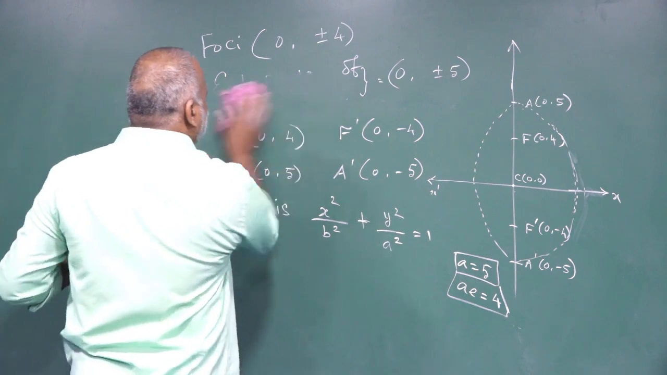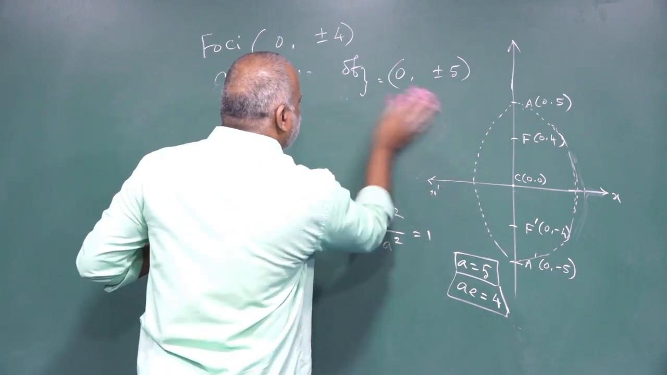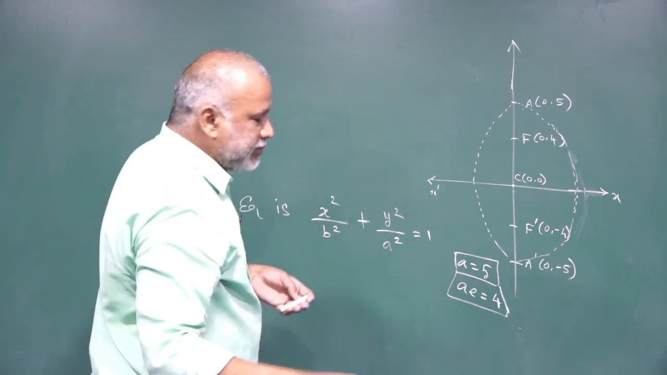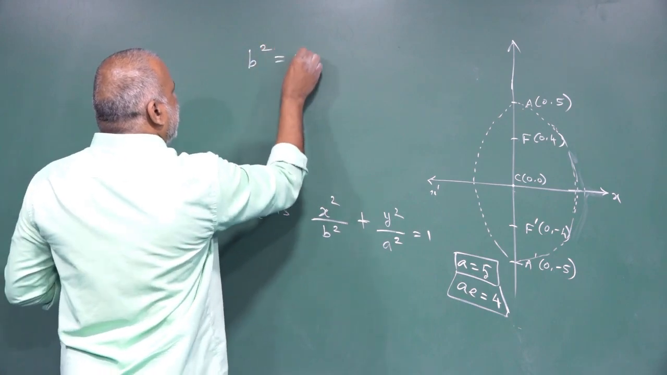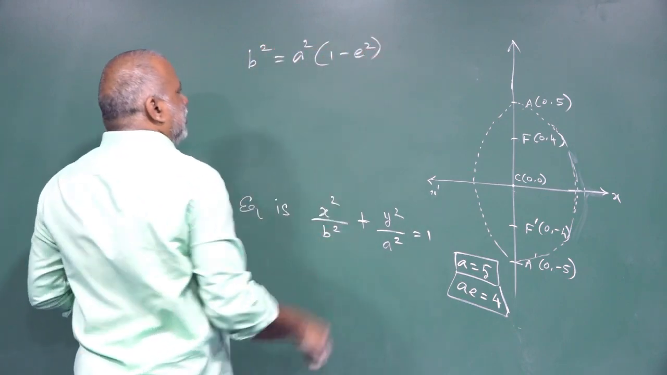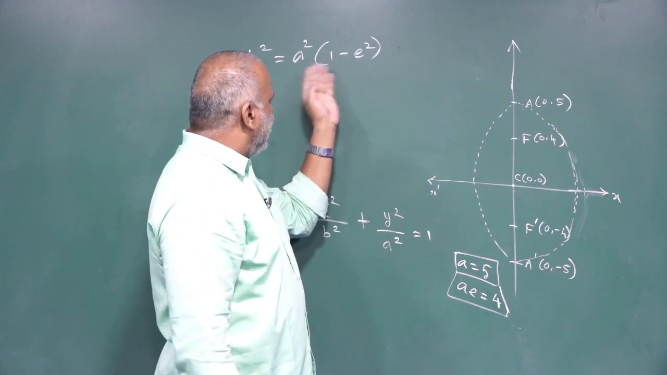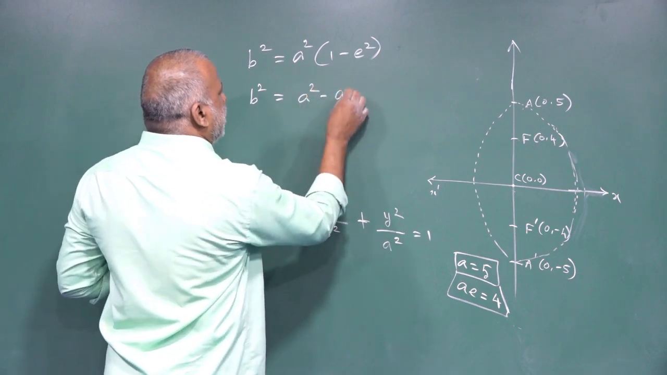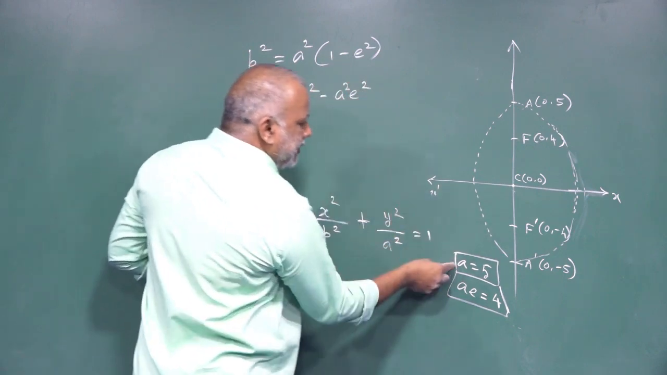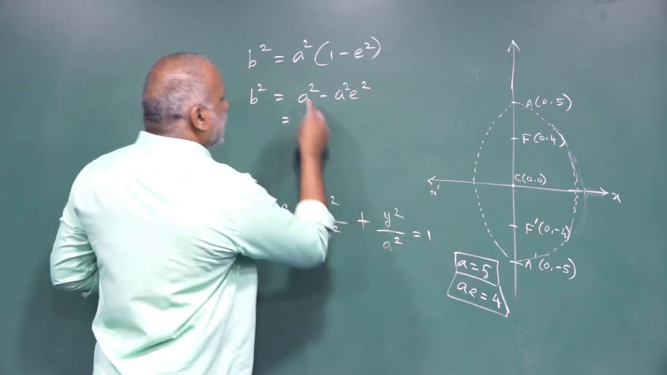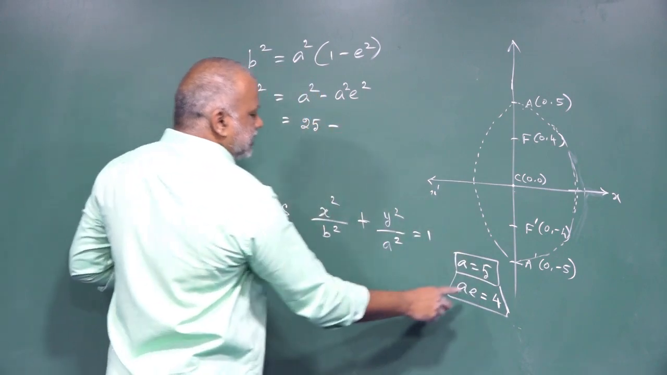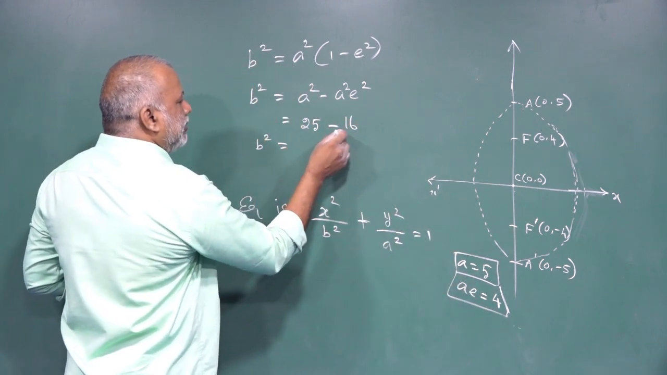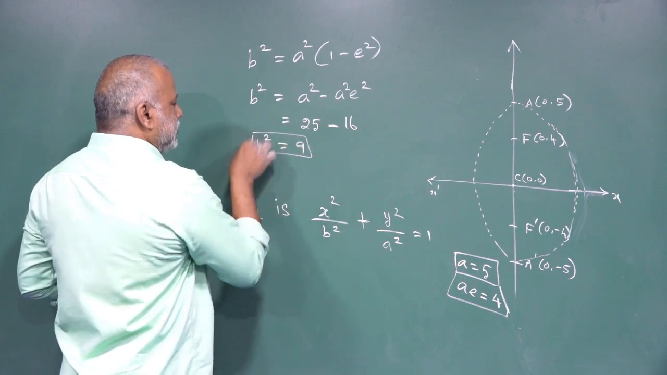Just now we discussed the meaning of b squared. b squared equal to a squared times (1 minus e squared). It is a constant. There must be b squared equal to a squared times (1 minus e squared). But here e is not given. But we are able to multiply here. b squared equal to a squared minus, if you are multiplying, we can get a squared e squared. See the value of a. a is 5. If we square it, we get 25. Minus ae equal to 4. If you square it, we get 16. So b squared equal to 25 minus 16. We can get 9.